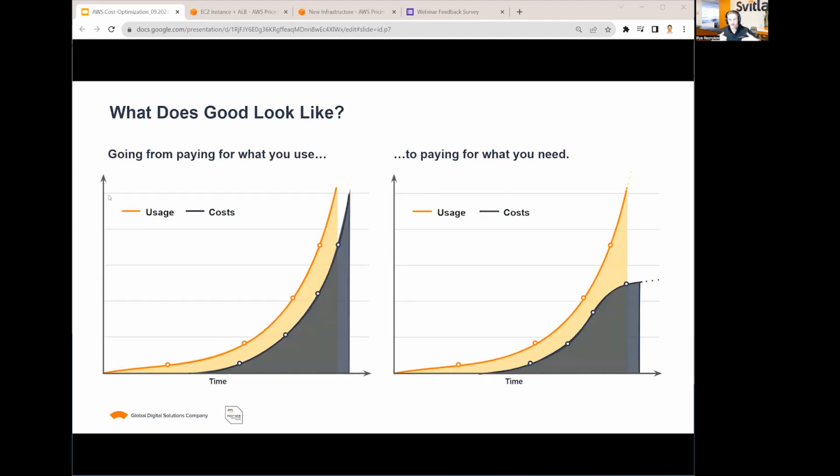And this is the main idea when we speak about cost: we'd like to go from the left picture, which is more or less standard, where as much as you use, as much you pay. But by understanding the infrastructure and implementing these practices and principles, you'd like to move to a situation where usage is growing, but cost is not growing at the same pace. It still grows, but slowly.